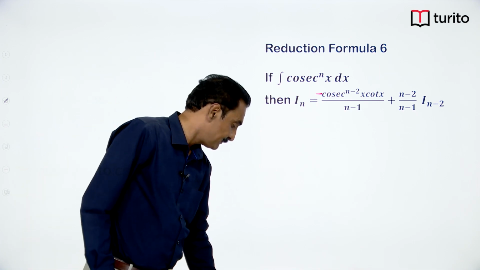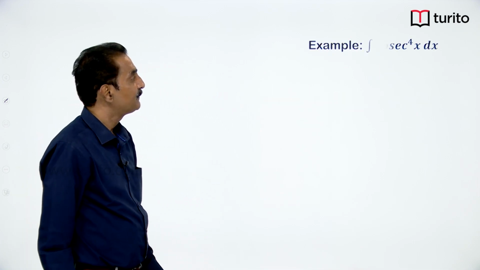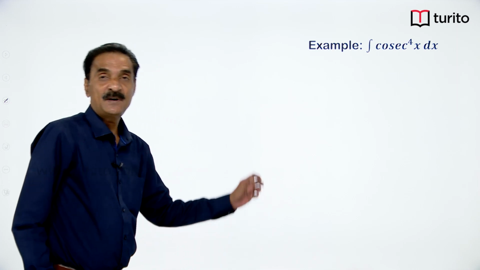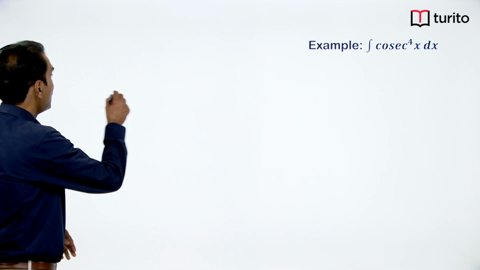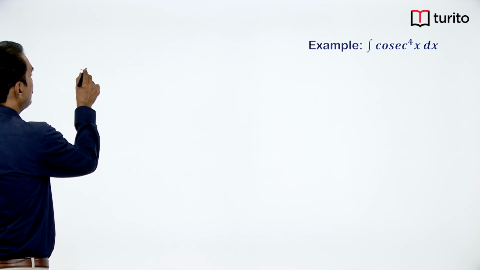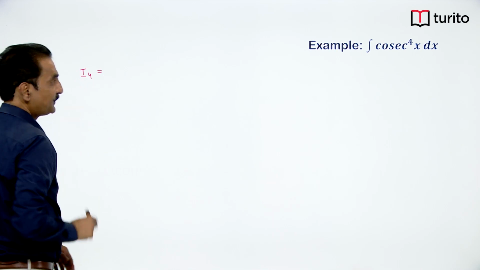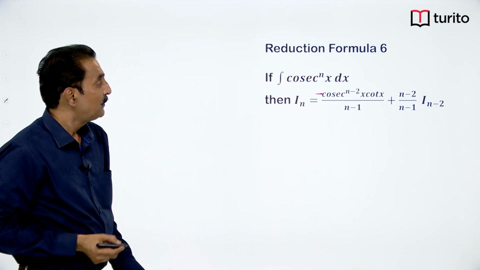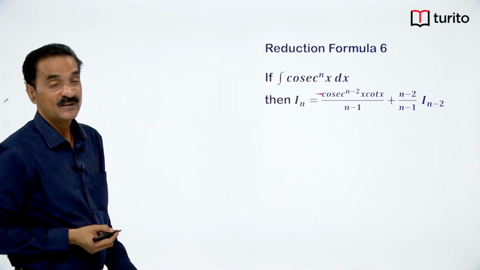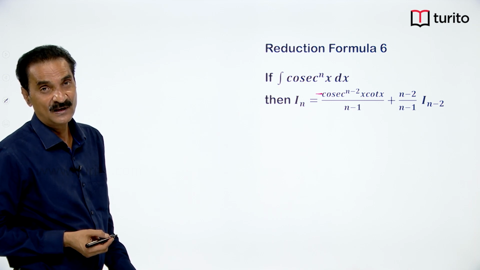Let us solve an example. This time I have given n even, that is I4. Apply that formula. What is the formula? Minus cosecant power n minus 2x into cot x by n minus 1.